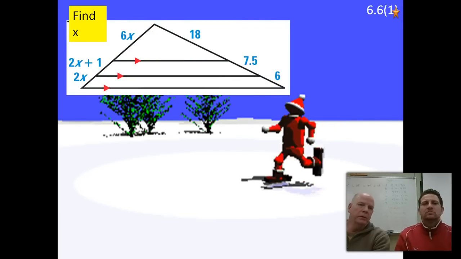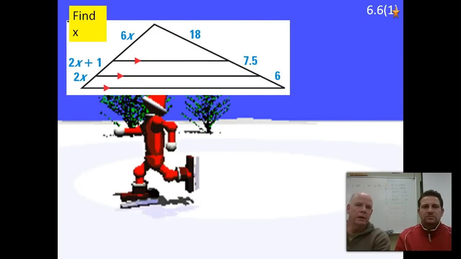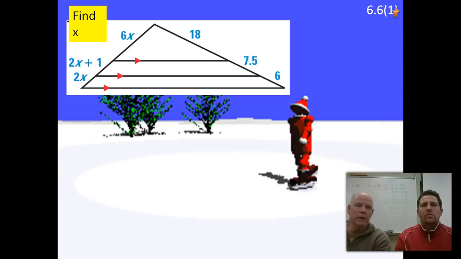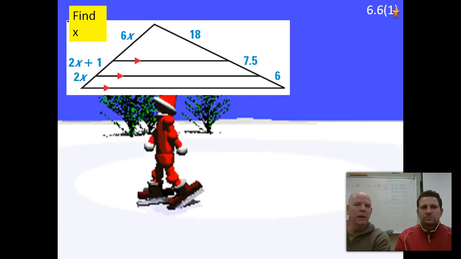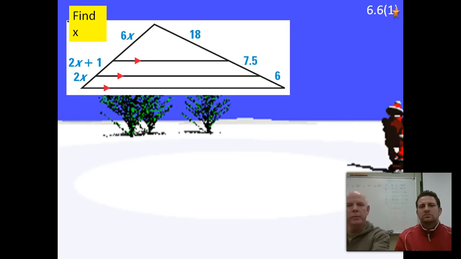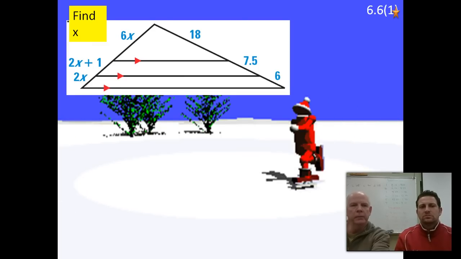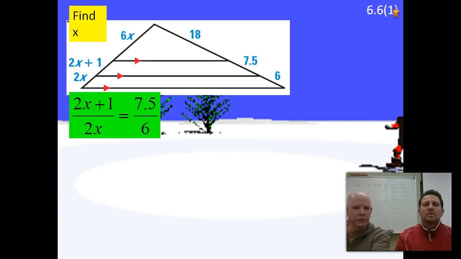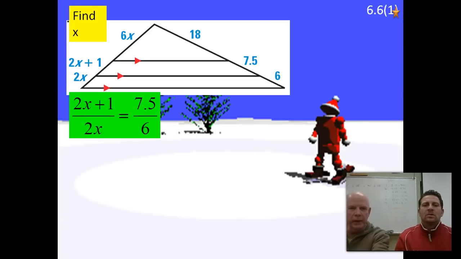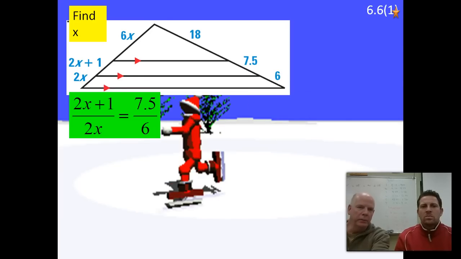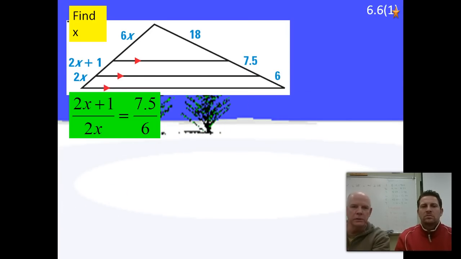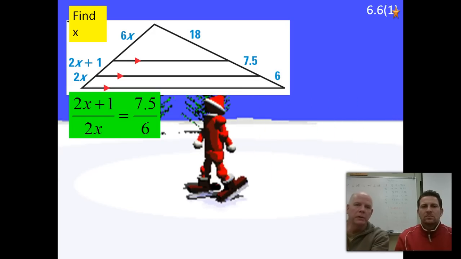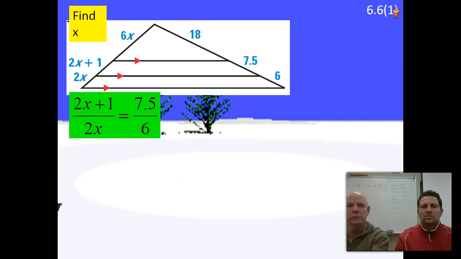Last slide today is just an example of using the triangle proportionality theorem. We actually have multiple triangles set up in this diagram, and we're trying to find x. We can set up a proportion here comparing the pieces of each side. If we set up a proportion where we have the 2x plus 1, which is that middle band right there, and compare that to the bottom piece. So basically what we're doing is comparing the middle piece to the bottom piece on the left-hand side, and then picking up the middle piece and the bottom piece on the right-hand side and putting those in a proportion.